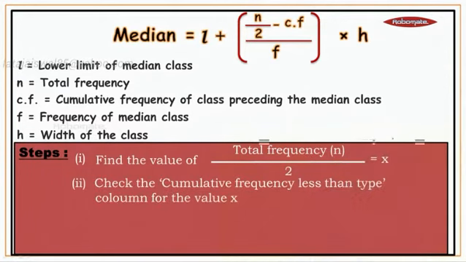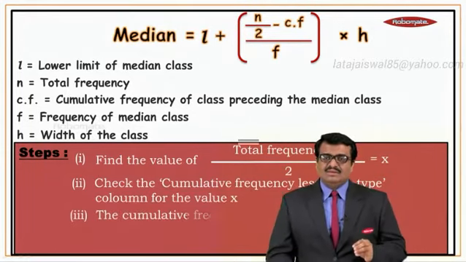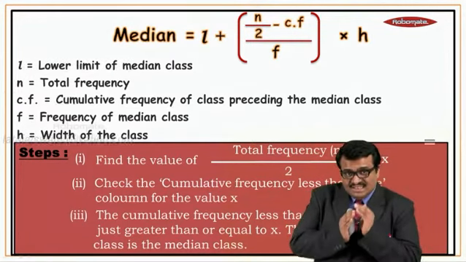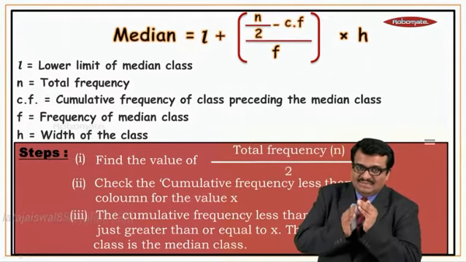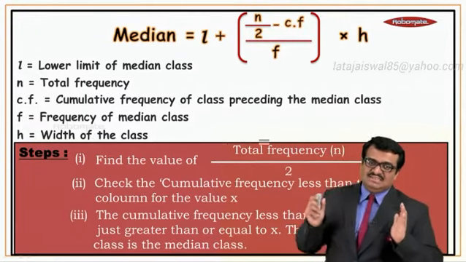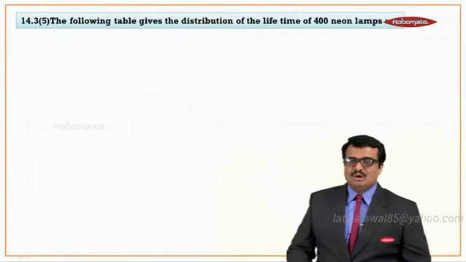Check the cumulative frequency less than type column for the value x. In the cumulative frequency column, which we have made as less than type cumulative frequency, check the value for x. The cumulative frequency which is just greater than or equal to x, the corresponding class is called the median class. Whichever class has the cumulative frequency just greater than or equal to this value x is the median class. Okay, you will understand better with the help of a problem, right? So let us take this problem.